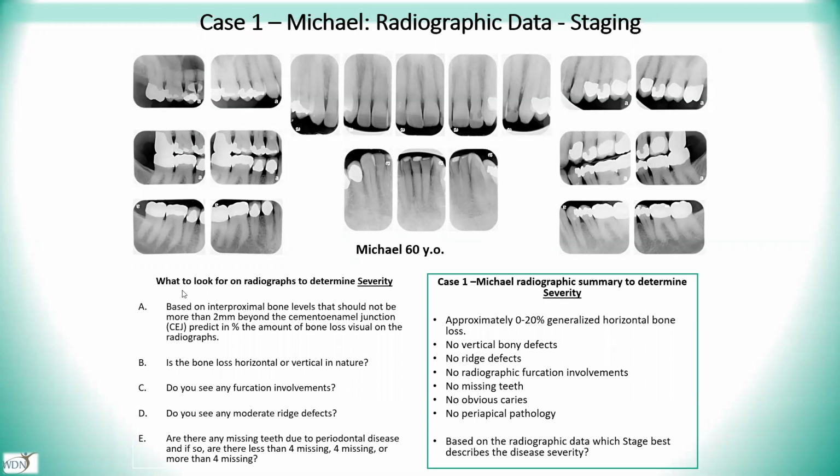So here's the summary of this particular case to help us determine the first part of our staging, which is severity. I would say there's somewhere between 0 and 20%. If you want to say 15%, if you want to say 25%, I get that. This is slightly subjective, which you'll get a feel for after you do more and more of these. I don't see any vertical bony defects. I don't see any ridge defects, no furcation involvements, no missing teeth. And of course, we're always looking for other pathology on the radiographs. I don't see that. So we would use this data and we would say, so far, what stage is going to be best for him?